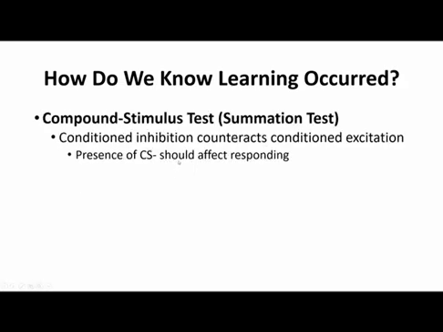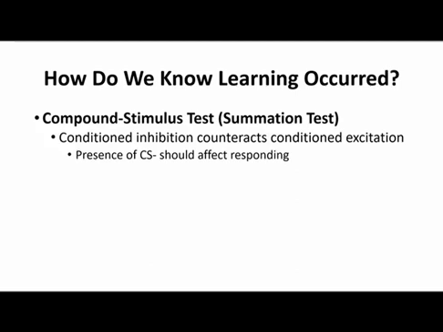Next, we have a compound stimulus test, sometimes called a summation test. This one's a little bit more complicated, so we're going to talk through it with an example. Now, this test is based on the idea that conditioned inhibition is going to inhibit or counteract our conditioned excitation. Basically, the presence of our CS minus should affect responding in some way. So if we have conditioned excitation, then we should see a reduction in responding because of the CS minus. So long story short, we're going to be measuring how the presentation of this CS minus suppresses responding that is usually elicited by that CS plus.